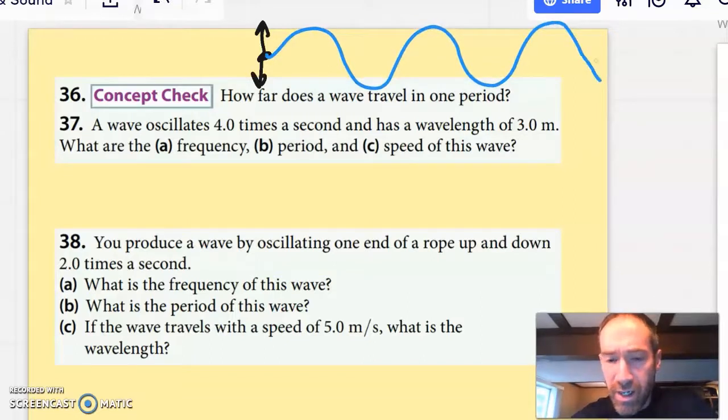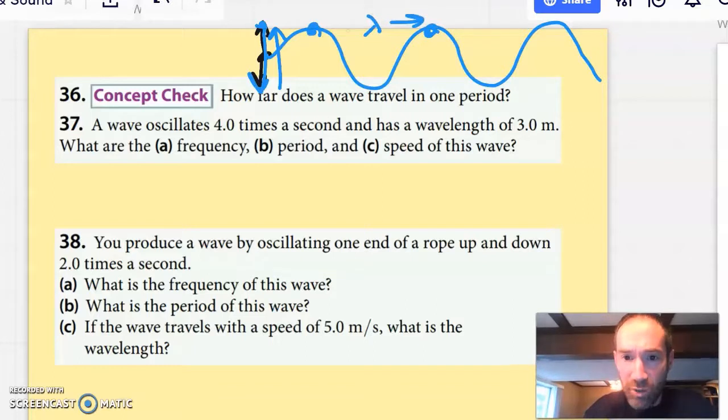right here. Well, in one period, that is the time that it took to go maybe from there all the way down and all the way back, this much wave was produced. And so that was one wavelength of wave produced.